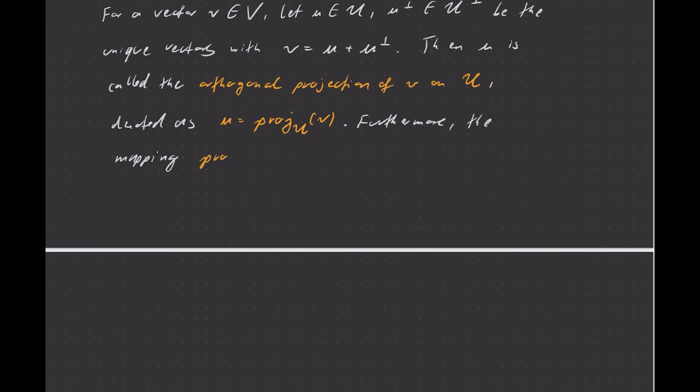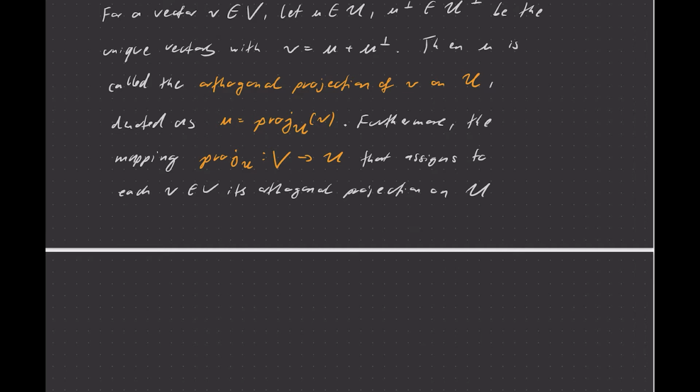And it's denoted as projection of U. That's a mapping from V to U, that assigns to each V in V its orthogonal projection on U. This mapping is also called the orthogonal projection on U.